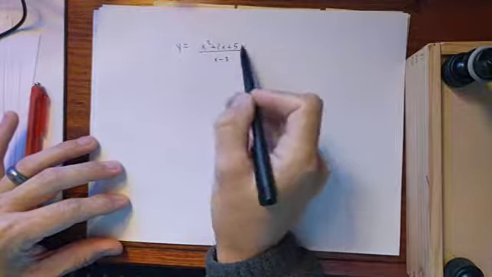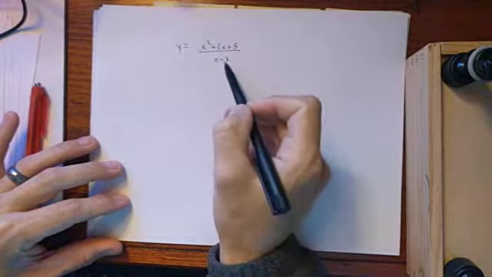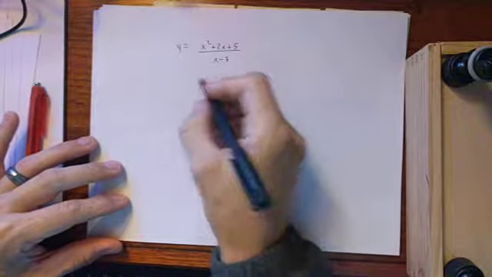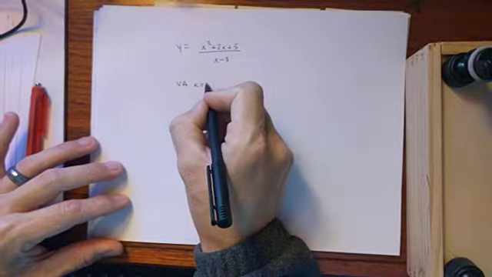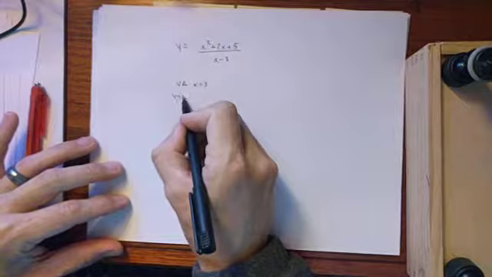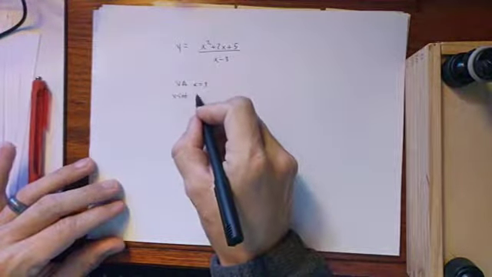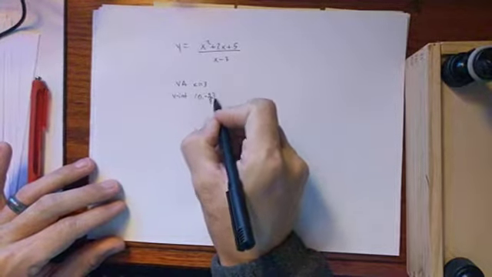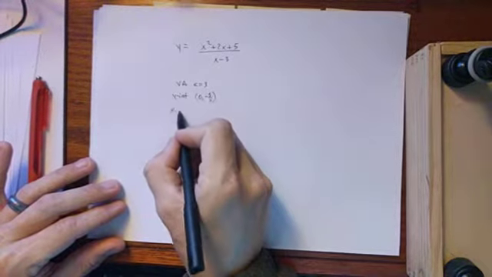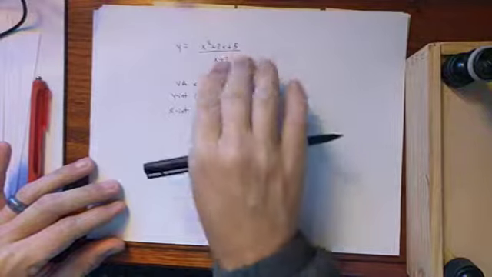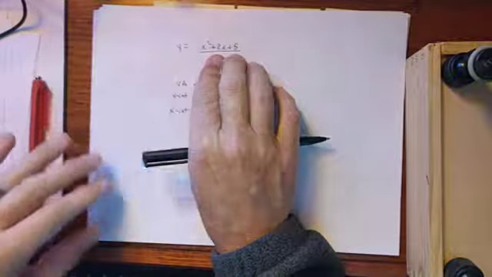I'll tell you right now, the top doesn't factor, so there are no zeros in common on the top and bottom. So this would be a vertical asymptote at x equals 3. There'd be a y-intercept at -5/3, right? X-intercepts are kind of hard to find. You'd have to use the quadratic formula to set that equal to 0.